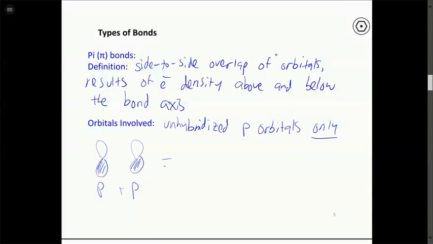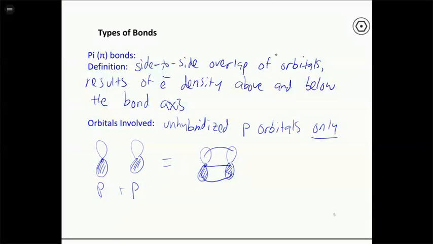And you form an overlap that sort of looks like this. So you have your bond axis between the two nuclei, and then the overlap is above and below. So you have overlap above and below like that, that's holding them together. All right, so that's what a pi bond looks like. The shared electron density is above and below the axis of the bond, not along the axis of the bond like it is in sigma. Okay, so those are the two types of bonds.